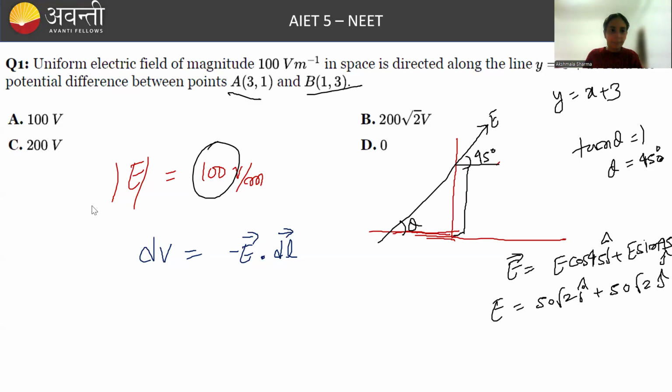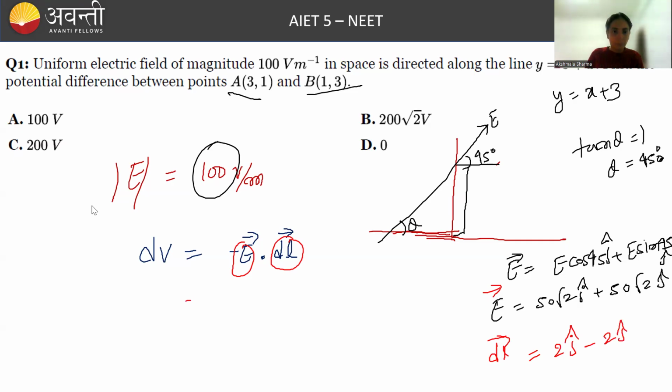So let's write the dl vector also, because we have written the E vector and here there is the E vector. If you know the dl vector, we can use the formula. So the dl vector can be written as what? Points are given, 3, 1 and 1, 3. So dx i cap plus dy j cap. dx will be equal to 1 minus 3, that is minus 2 i cap, and dy can be written as 3 minus 1, that is 2 j cap.